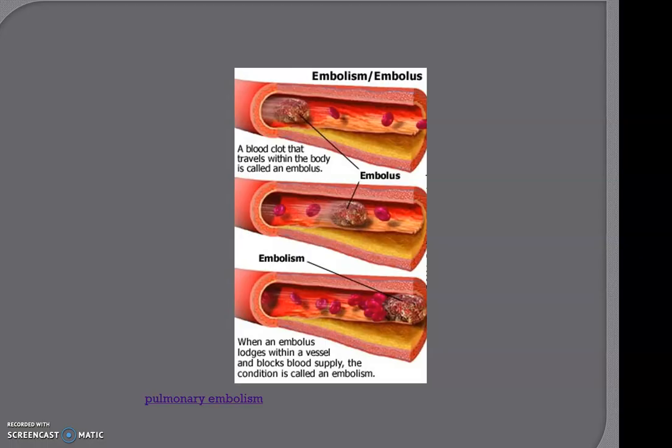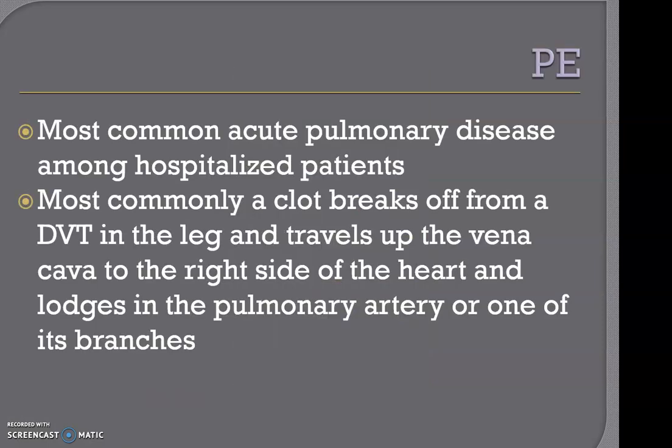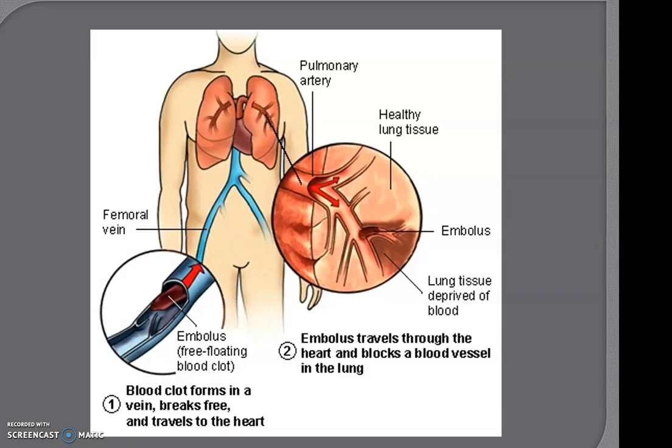Basically just some pictures that show you the embolism getting lodged, and then once it's lodged, platelets and other matter accumulate on it. The most common situation is that you have a DVT in your leg, a piece of clot breaks off, travels up the vena cava into the right side of the heart, and then lodges in the pulmonary artery or one of its smaller branches. So you can see the pulmonary artery has many branches.